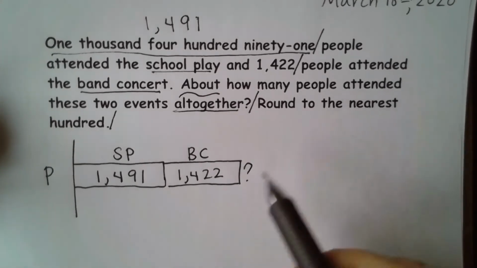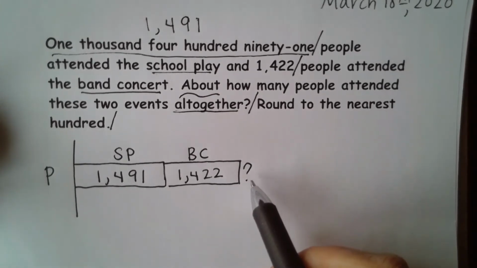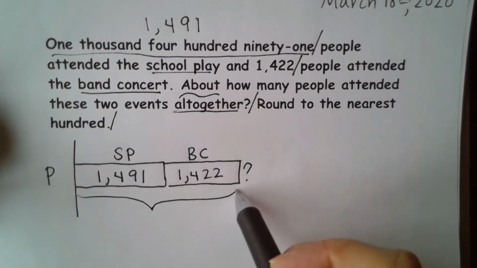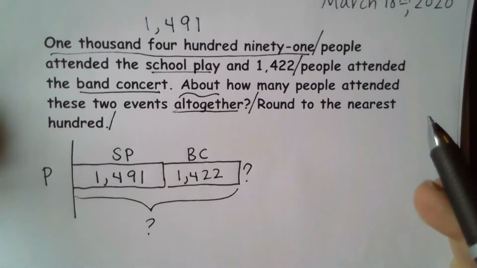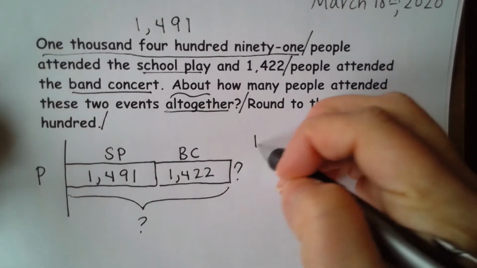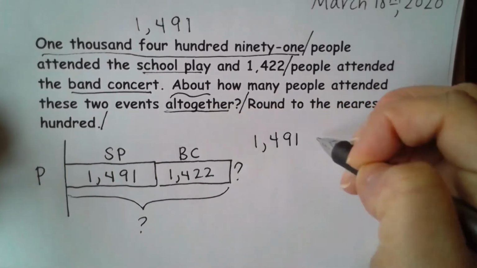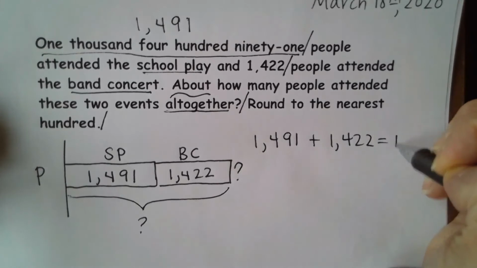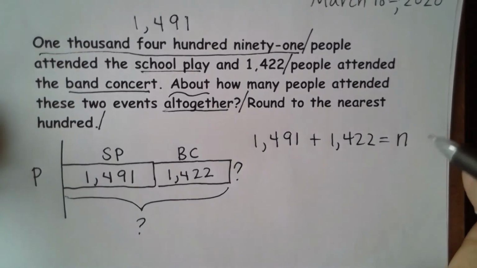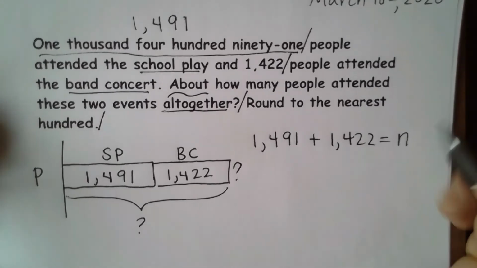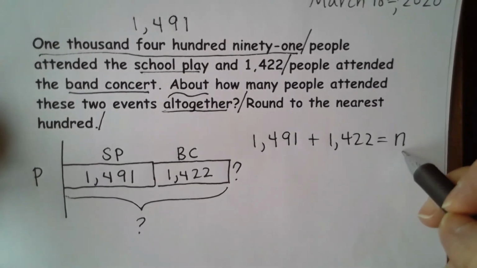So I'm putting my question mark either here at the end of the bar, or another way you could write it if you're more comfortable doing it that way. Either way, what I'm showing here is that I'm trying to figure out what 1,491 plus 1,422 equals. And I'm going to put an N here, but you could put a question mark. You could put like a box. It doesn't really matter. It's just showing that what we're trying to find out is going to go here.